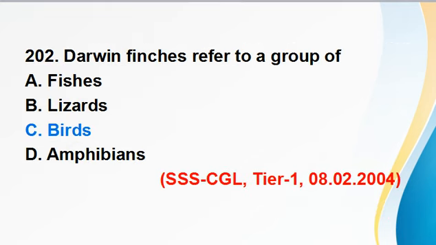Now question number 202. Darwin finches refers to a group of fishes, lizards, birds, amphibians. So answer C is correct, birds. Darwin finches are a group of about 15 species of passerine birds, and they were first collected by Charles Darwin from the Galapagos Islands. That's why they are known as Darwin finches. It is a group of small birds.